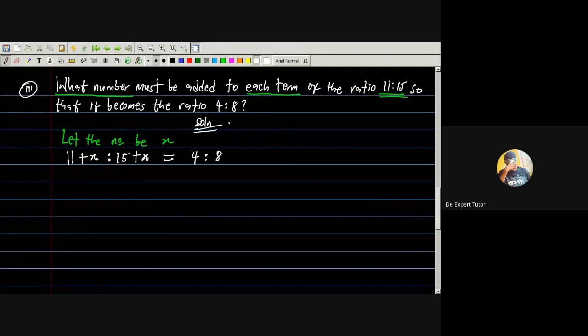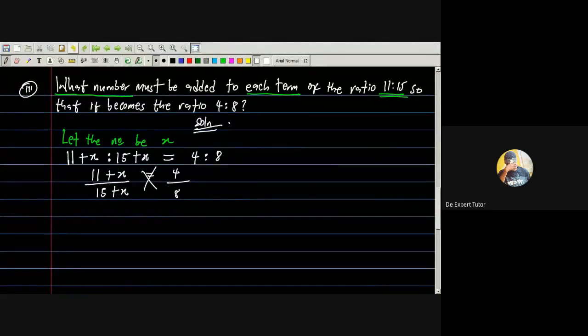Then, when you have interpreted this successfully, the next thing is don't forget the idea that ratio means division. Therefore, you have 11 plus x divided by 15 plus x equal to 4 divided by 8. So what do you do? From here, you will cross multiply. So let's go. 8 multiply the whole of this.